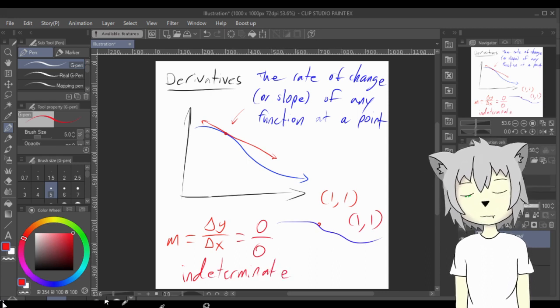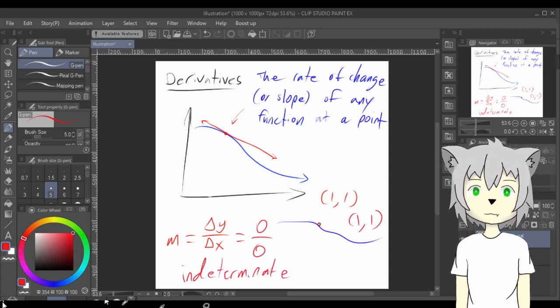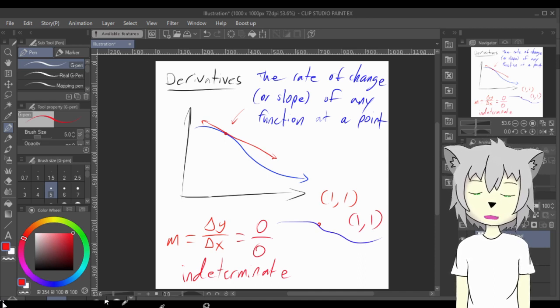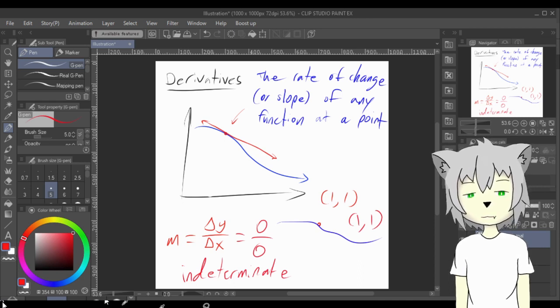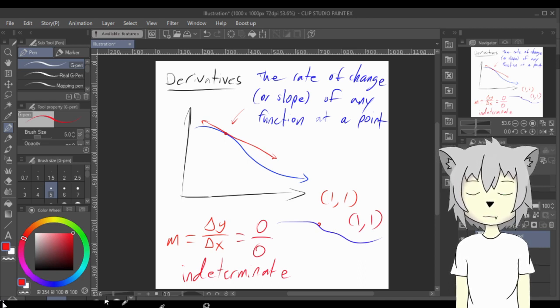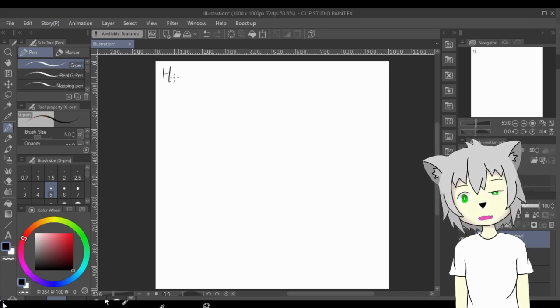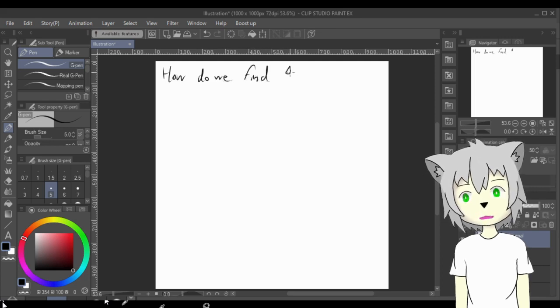And that must seem extremely strange, but if you guys know about limits from the last lesson, maybe you can see where we're going with this, but if not, you must be wondering, how do we find the change in y and change in x for a single point?